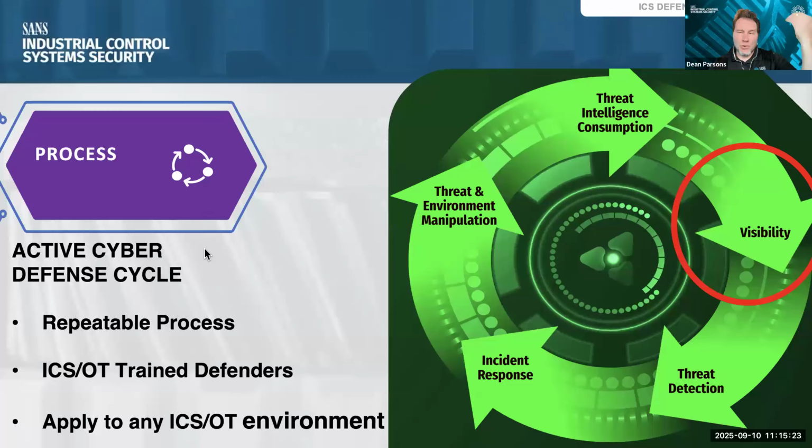So ingest threat intelligence and apply that to, you guessed it, visibility on the network. Threat detection comes after, industrial grade incident response with your ICS specific plan, and changing your environment or the threat itself with threat and environment manipulation. So this is the repeatable process. So you'll see here that visibility is highlighted, and the reason it is highlighted is because without visibility, this entire cycle will fail. So the idea is to make sure we build a strong foundation first.